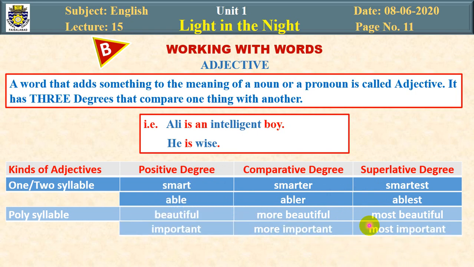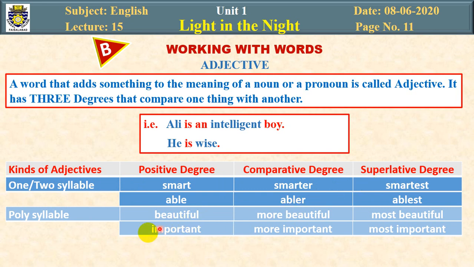Let's see another example, that is important. Important is also a polysyllable adjective. It will also take more and most. So important, more important, most important. Dear students, these 2 kinds of adjectives, 1 or 2 syllable adjectives and polysyllable adjectives, are called regular adjectives because they have a set format, they have a set rule to make comparative and superlative degrees.